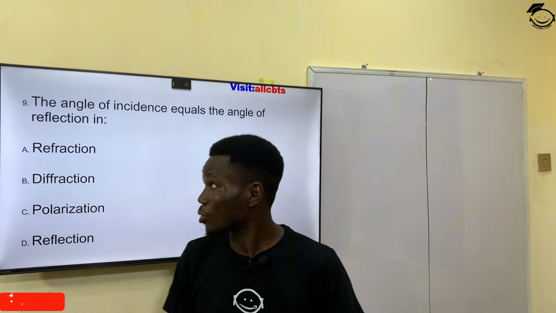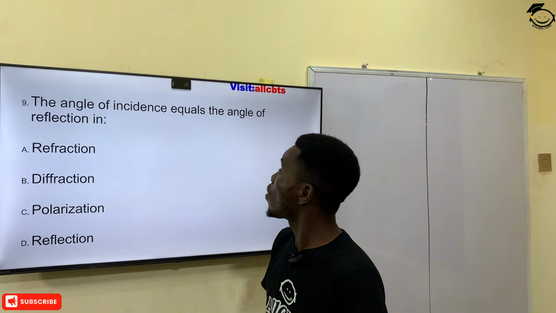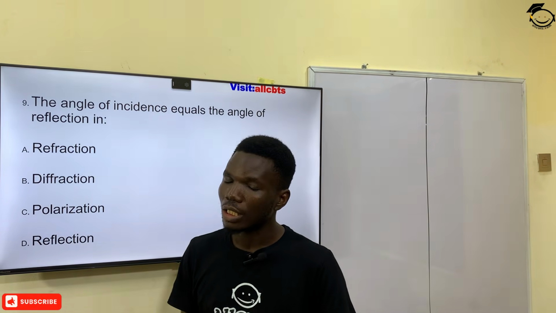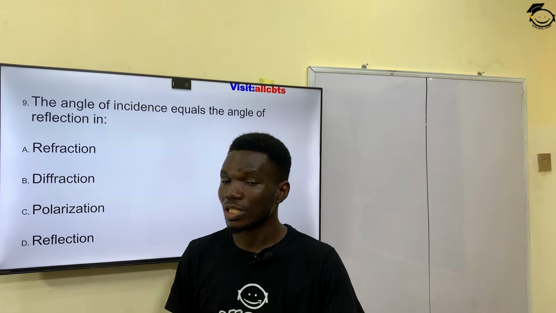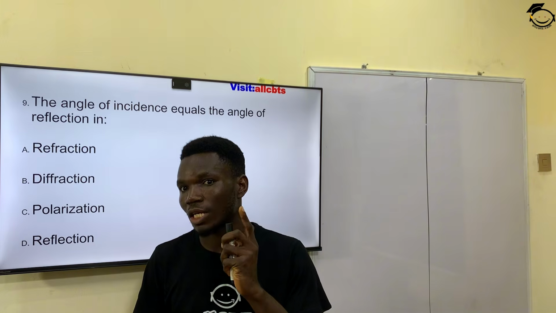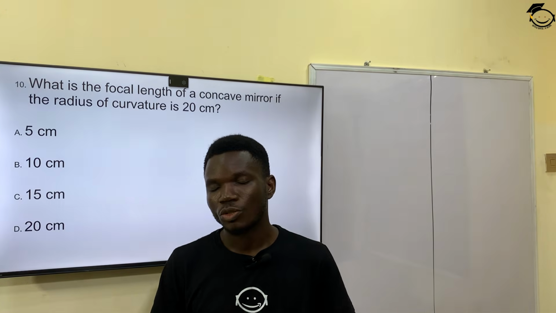That takes us to the next question, which is question number 9. It says the angle of incidence equals the angle of reflection in dash. This is the first law of reflection, which says that the angle of incidence is equal to the angle of reflection. That is the law of reflection, which is option D. So that takes us to question number 10.